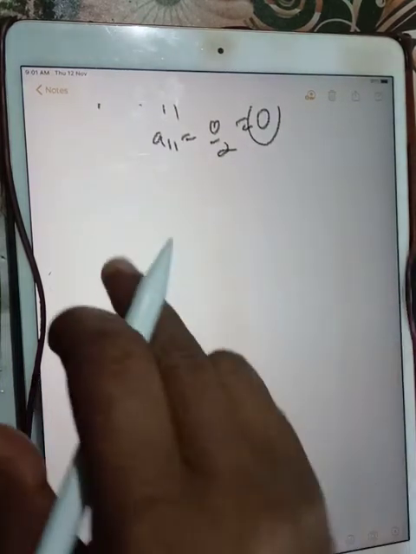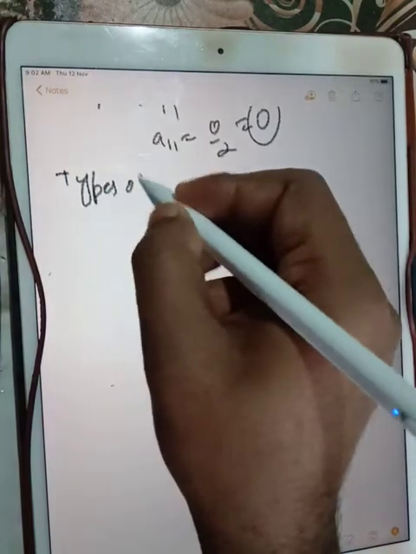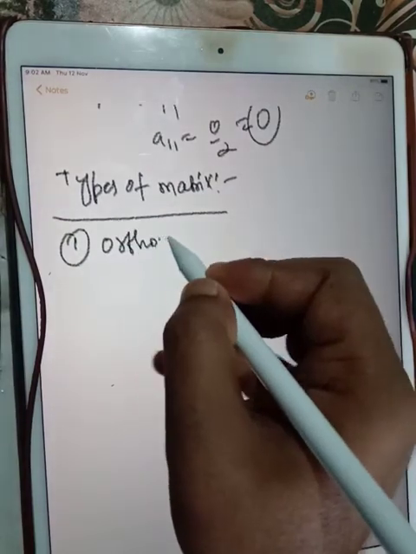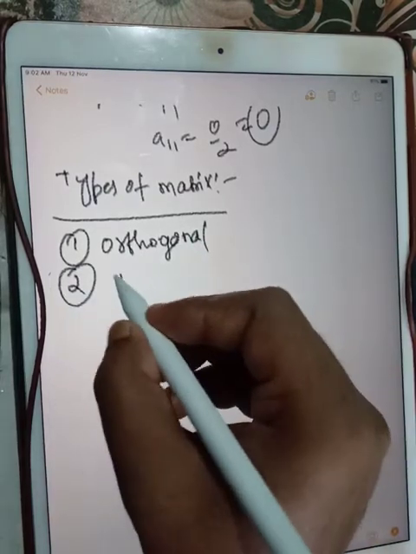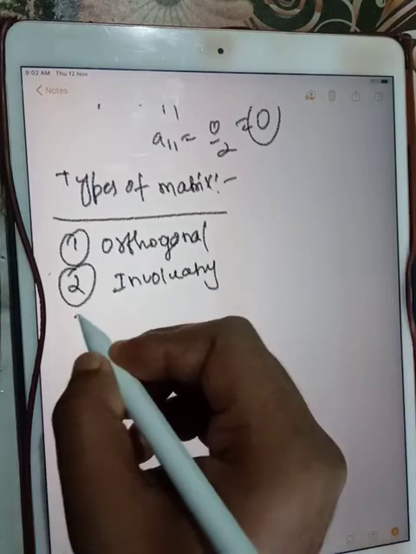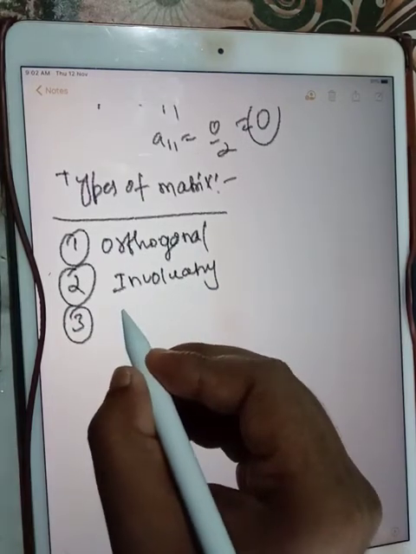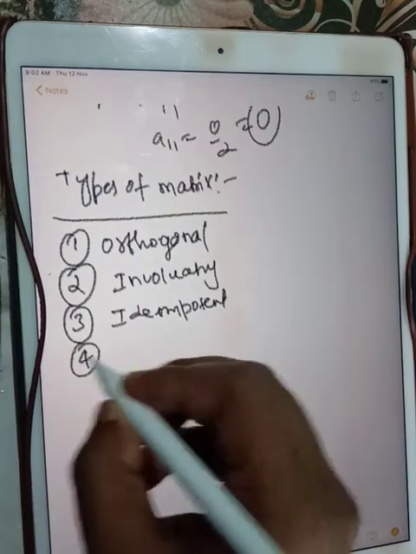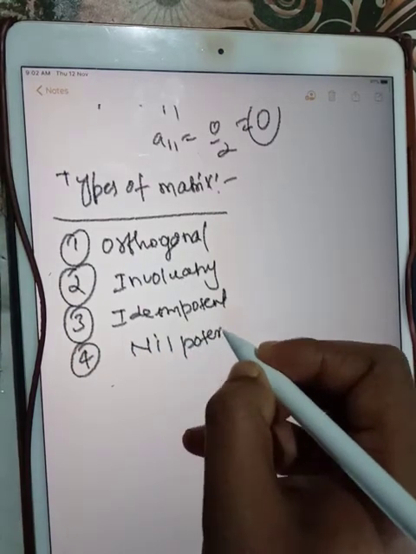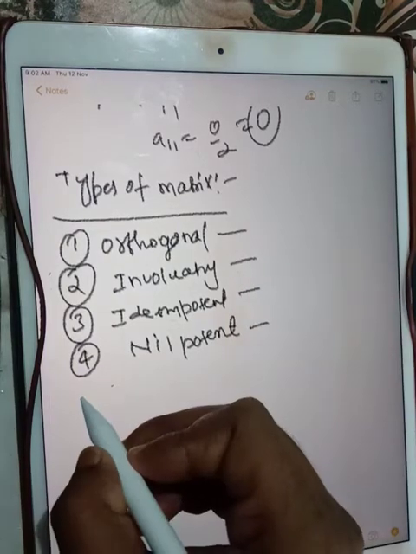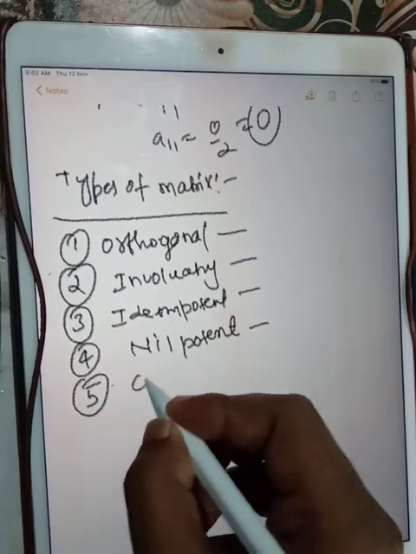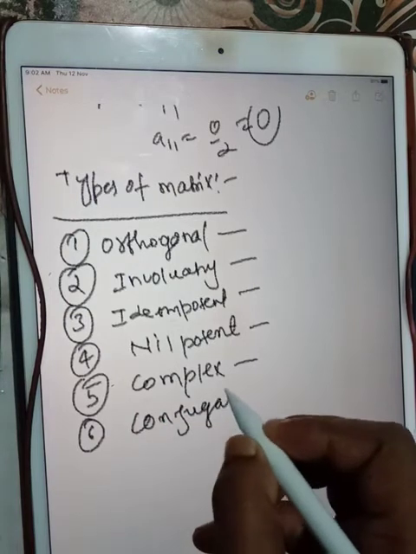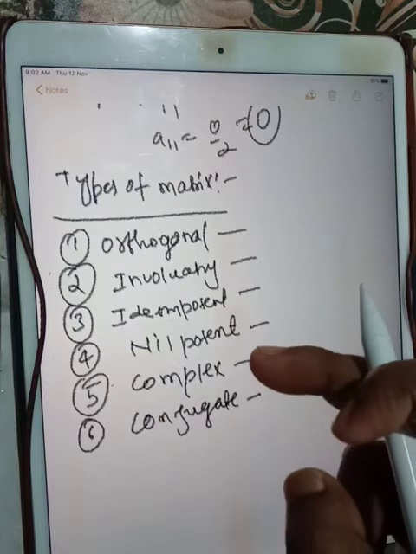Okay, now going to the most important types of matrices. Always remember these types of matrices: first one is orthogonal, second one is involutory, third one is idempotent matrix, fourth one is nilpotent, fifth is complex, and sixth is conjugate matrix. Okay, orthogonal, involutory, nilpotent, idempotent.